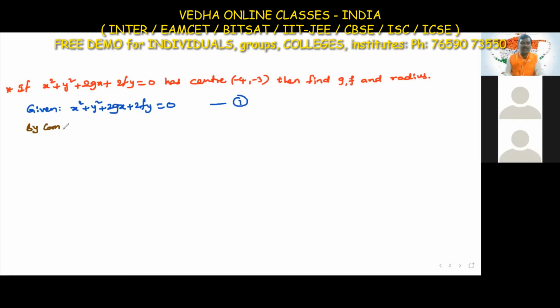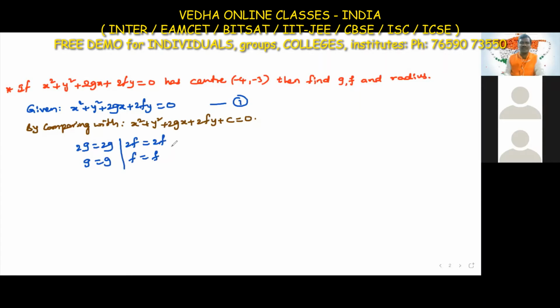By comparing with the general equation. So what is the general equation? x square plus y square plus 2gx plus 2fy plus c equal to 0. This is the general equation. By comparing with this, here 2g means 2g only, that means g is equal to g only. The y coefficient is also 2f only, that means f is equal to f only. No change. Only constant is 0.